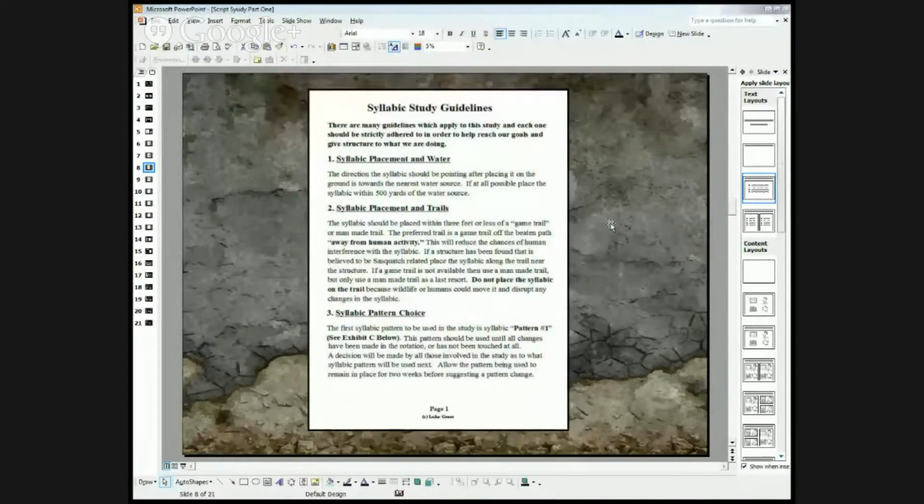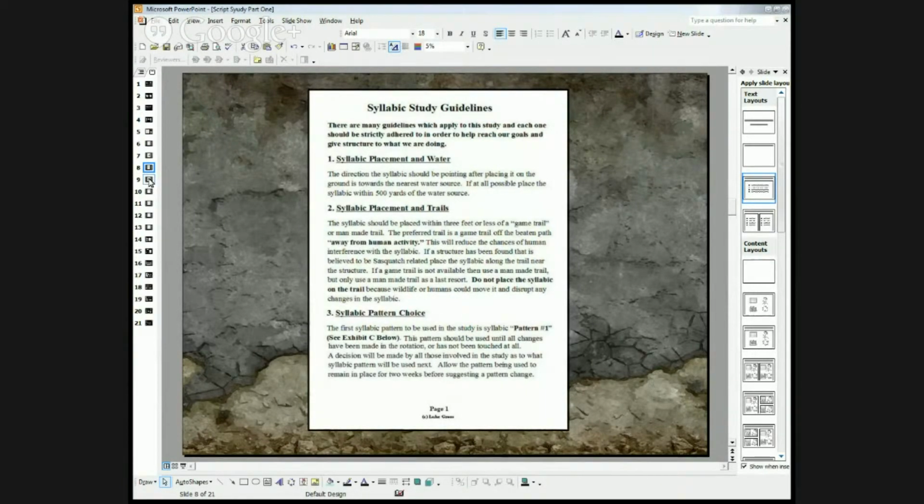And the reason for this is we wanted everybody in the study to stay on the same page. That way, if one pattern was changed and there was no activity to the symbol at all, no branch manipulation, we could change the pattern to see if we could get a response that way.